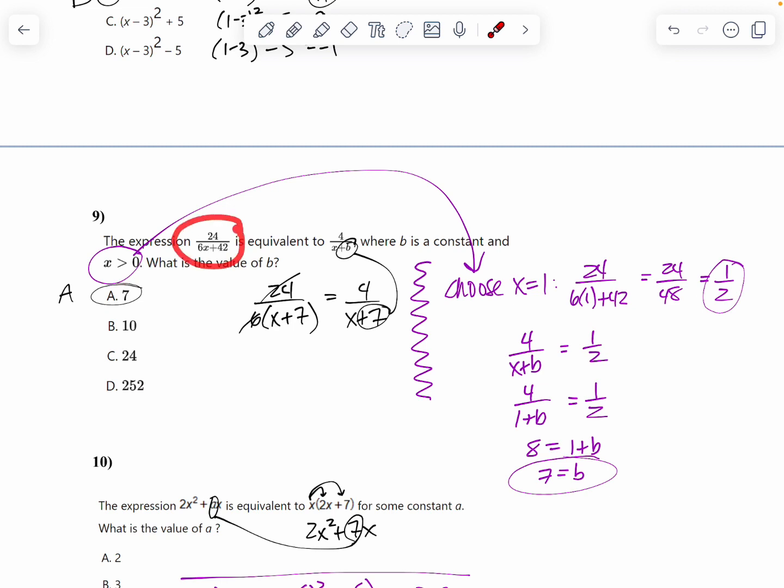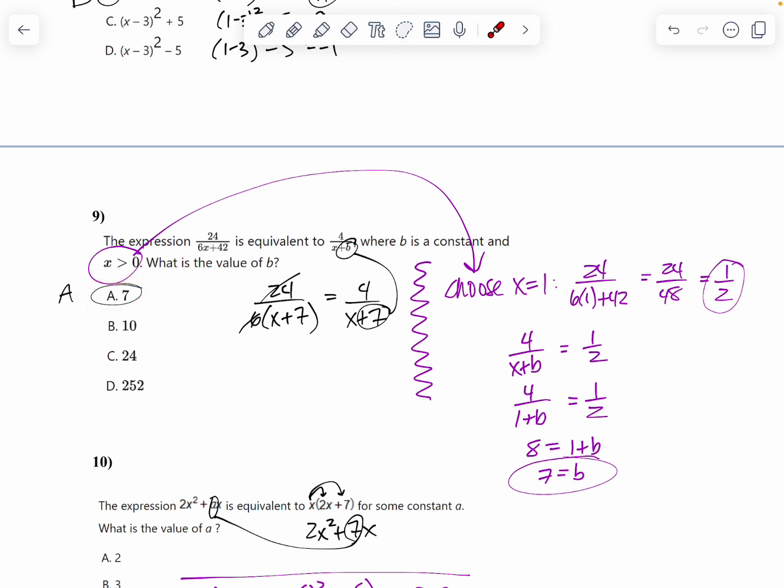I simplified this by plugging in 1, and I simplified it to 1/2. And it's telling me that it is equivalent to this. So I wrote my equal sign, and I put my 1/2, and I am setting it equivalent to this. And all I have to do here probably is, I'm plugging in 1 for x still. So now that I have this x, I am plugging in the 1, which is right there. So I get 4 over 1 plus b equals 1/2. I think I'm going to cross multiply. 4 times 2 is 8. 1 times 1 plus b is 1 plus b. Therefore, I got 7 equals b.